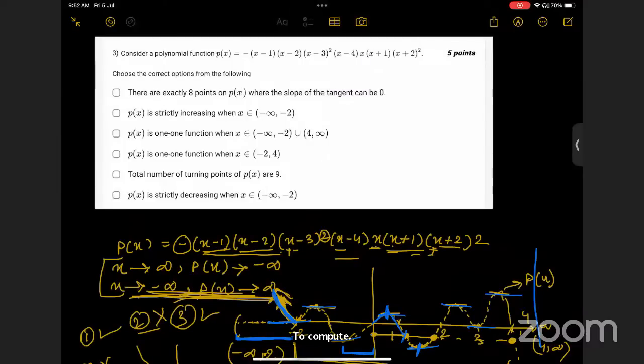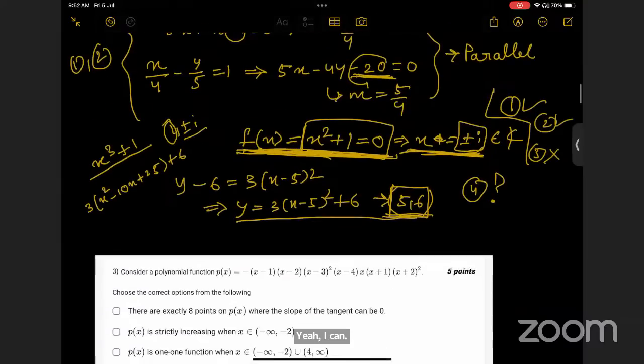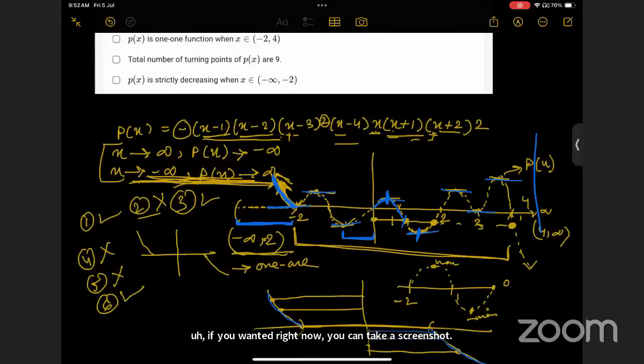Okay. Ma'am, excuse me, can you both provide this PDF in the chat box, please? One by one, please. Ma'am, can you please provide this PDF in the chat box? Yeah, I will, but if you want it right now, you can take a screenshot because it is in my notes. So I have to make the PDF first.